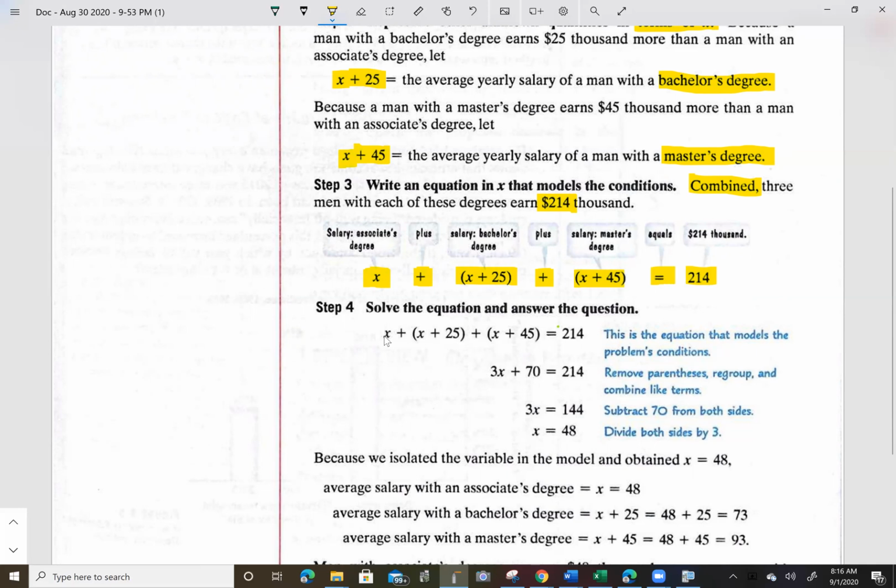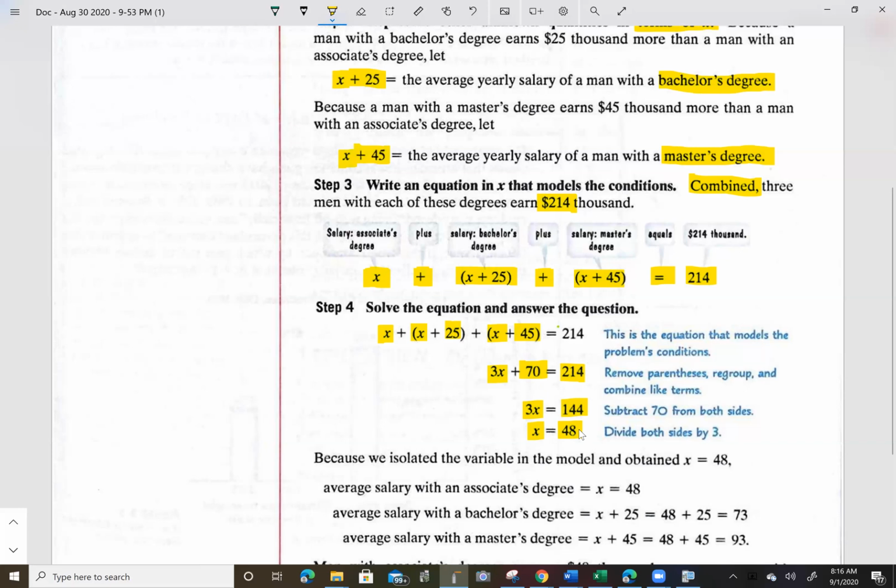So they just combined their like terms. They have 1, 2, 3 x's, and then 25 plus 45. This is in terms of thousands of dollars, so we don't have to write all of the zeros after those dollar amounts. But 25 and 45 is $70,000. Subtract 70 from both sides, and you get 3x is equal to 144. And then divide both sides by 3, and you get x is equal to 48. Now remember, that stands for $48,000.